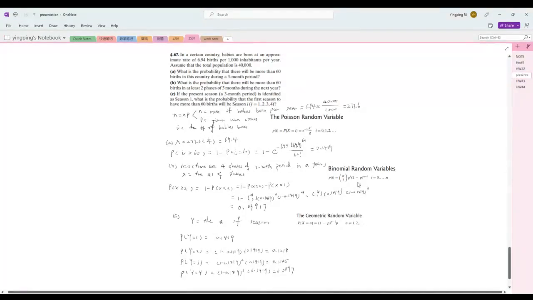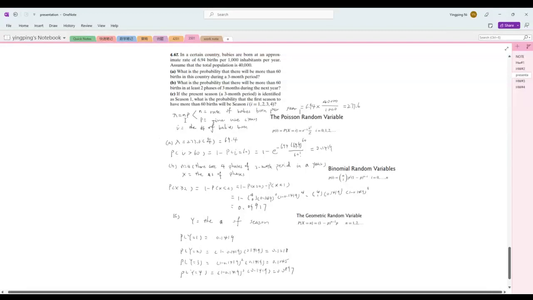Okay. So my question is 67. In a central country, babies are born at an approximate rate of 6.94 births per 1,000 inhabitants per year. Assume that the total population is 40,000. Question A, what's the probability that there will be more than 60 births in this country during a 3-month period? So use the Poisson formula.